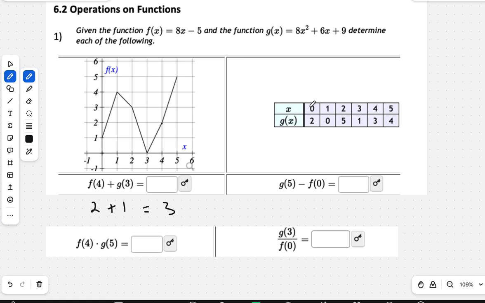So here g of 5, so when x is 5, the output would be 4 minus f of 0. So when the input is 0, the output is 1. And 4 minus 1 would equal 3. F of 4, so that was 2. This one is multiplied, so times g of 5. So we put in 5, we get out 4. And we get 8. And then lastly, g of 3 would be 1. F of 0 we just got, and that was 1 as well, and 1 over 1 is 1. So that's how that would look from a graph and from a table.